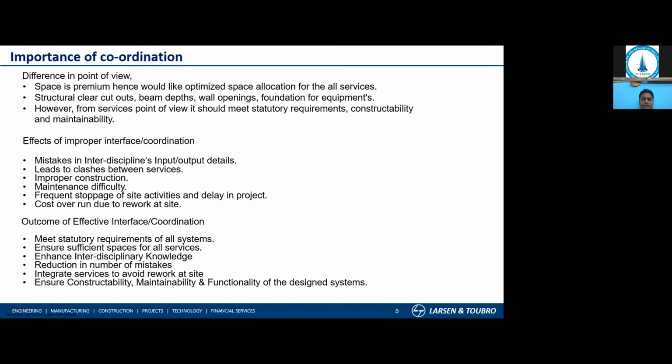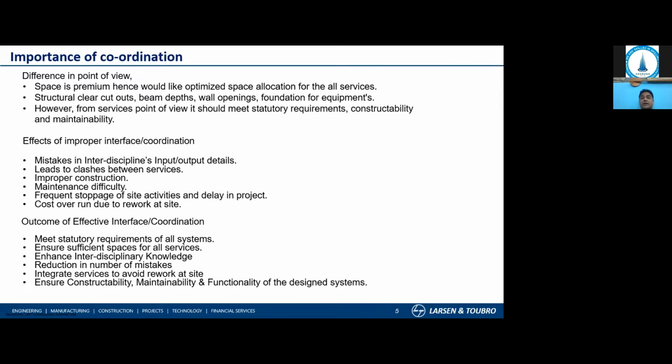From the MEP perspective, we have a set of statutory requirements that has to be met. At the same time, the MEP has to ensure that constructability and maintainability are taken care of. If I keep an equipment, I need to ensure that it can be maintained at a later point of time in our usual maintenance. So the MEP people will look into energy conservation, maintainability, and constructability. There is a difference in opinion, but ultimately all of them are working on a single project of handing over a building to the end customer.